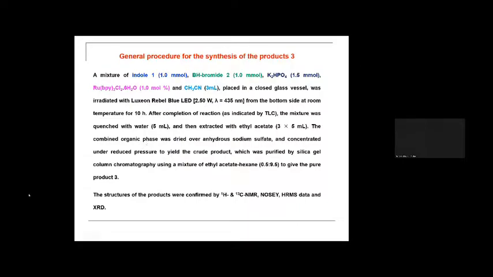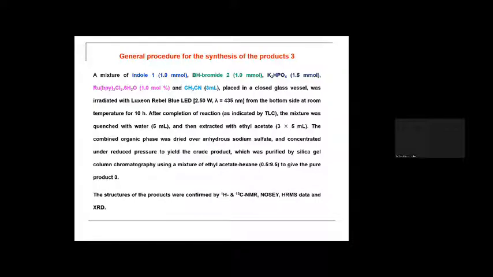This is the general procedure. A mixture of indole 1 millimole and equivalent amount of Baylis-Hillman bromide with potassium hydrogen phosphate in 1.5 equivalent, in the presence of ruthenium bipyridyl complex as photocatalyst in 1 mole percent amount in acetonitrile 3 ml, placed in a closed glass vessel, was irradiated with blue LEDs from the bottom side at room temperature for 10 hours. After the completion of reaction, the mixture was quenched with water and then extracted with ethyl acetate.